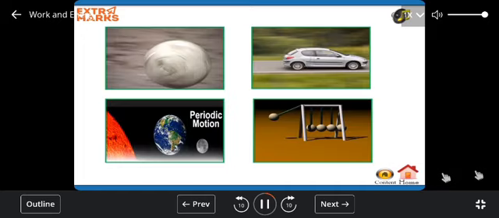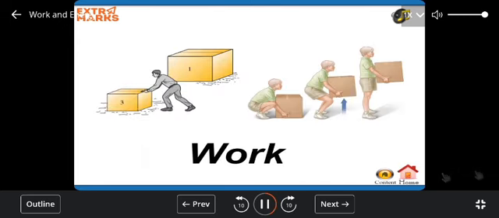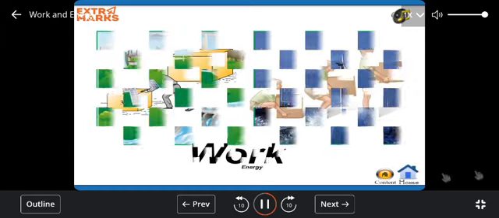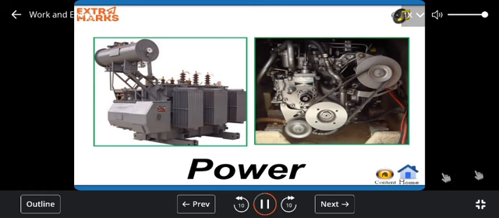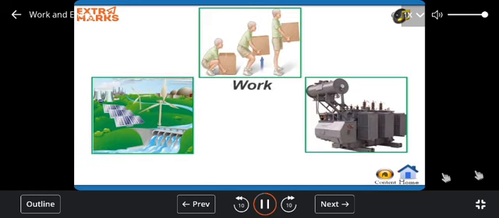We had already studied the ways of describing motion of objects. There is another concept, work, which will help us to understand many natural processes. Closely related to work are energy and power. In this chapter, we are going to deal with work, energy, and power.